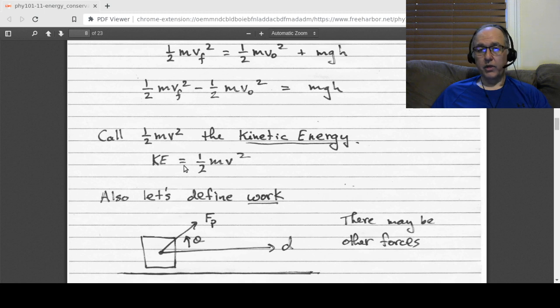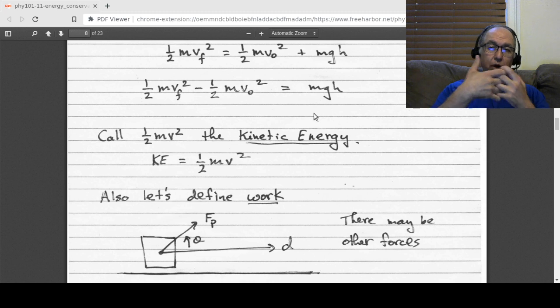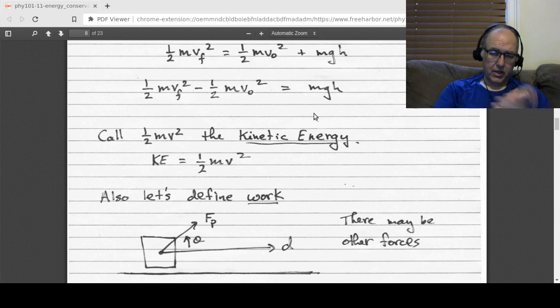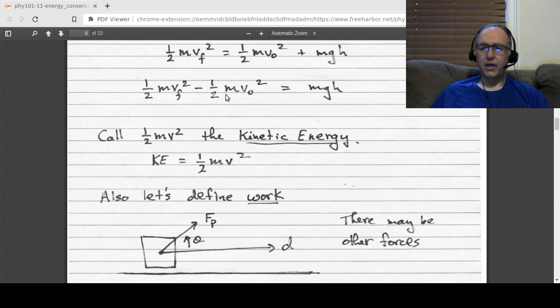We're going to also define the work because it's going to turn out that this mgh is going to be the work. The work due to what? The work due to gravity. Think of it this way: in the case of our roller coasters, gravity is doing work on our roller coaster car, and that's what's speeding it up. That's what's changing its kinetic energy. So the work done by gravity turns into change in the kinetic energy. That's the work energy theorem in a nutshell.